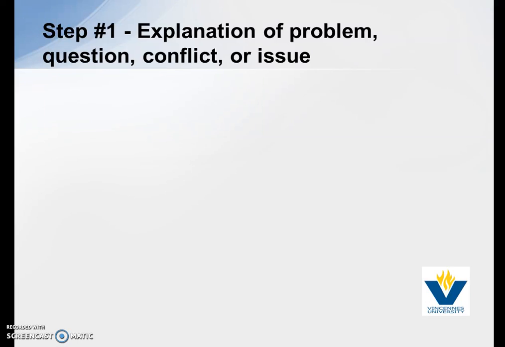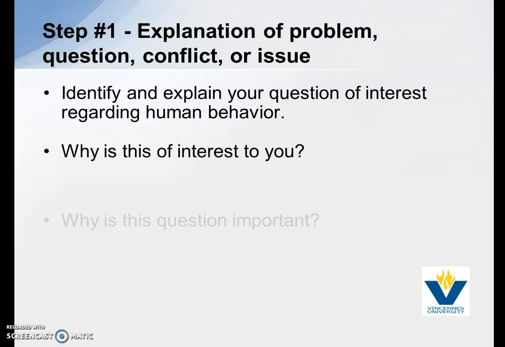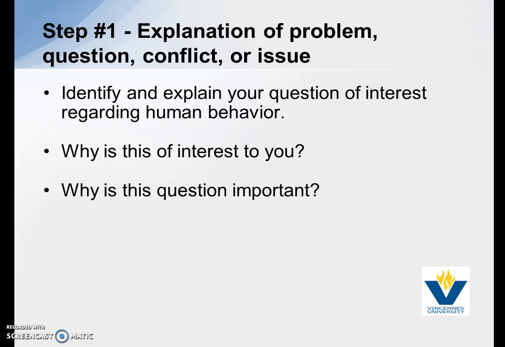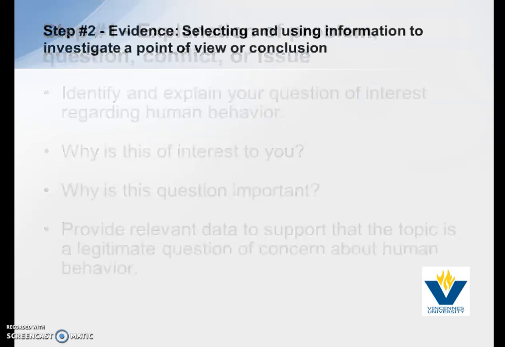Step number 1, explanation of the problem, question, conflict, or issue. Identify and explain your question of interest regarding human behavior. Explain, why is this of interest to you? Further explain, why is this question important? Provide relevant data to support that the topic is a legitimate question of concern about human behavior. In other words, thoroughly define and describe the problem behavior and convince the reader of your paper that the problem is a legitimate concern for humans.